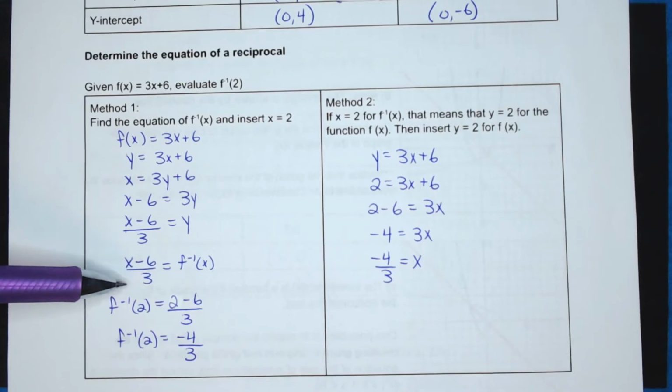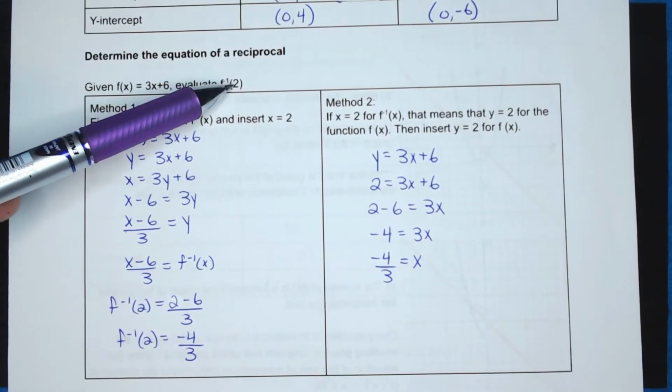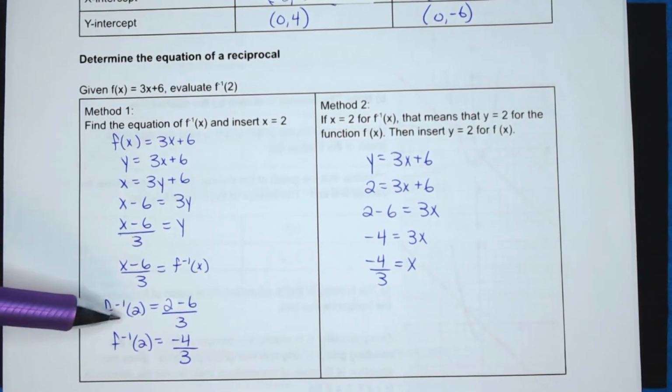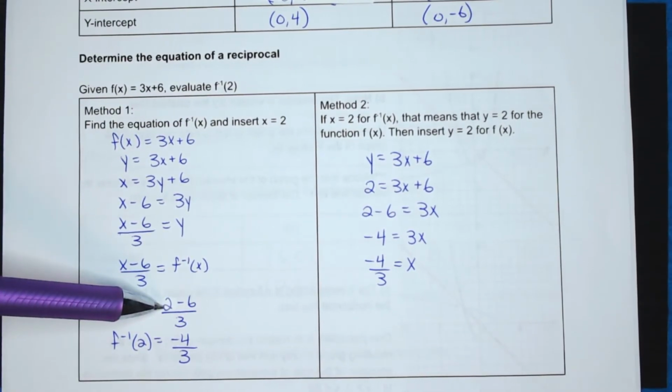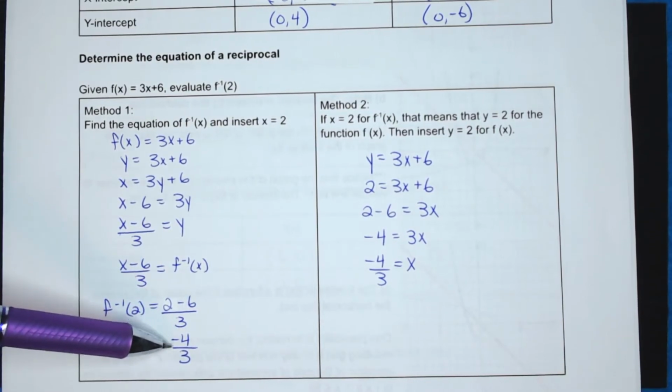Now, once we have this, we can take that value that was asked in the original question, f to the -1 if x equals 2, and just plug in a 2 wherever there's an x. So you get 2 minus 6 over 3, or -4 over 3.